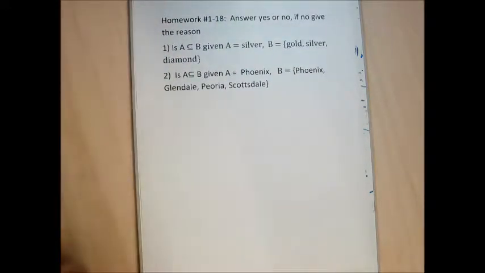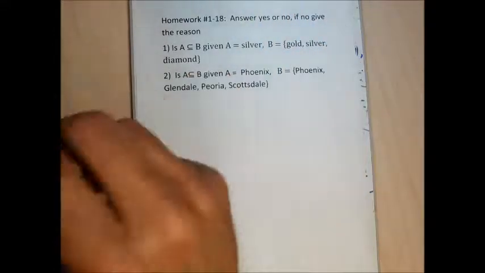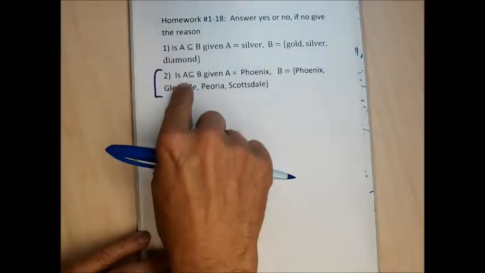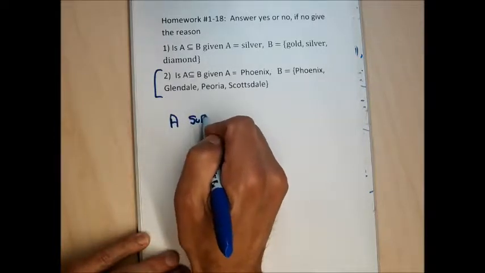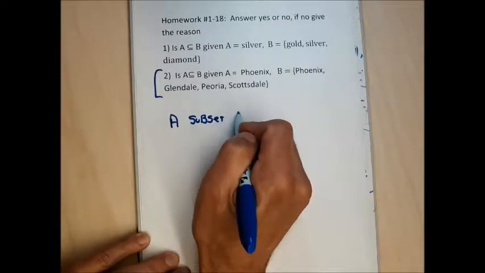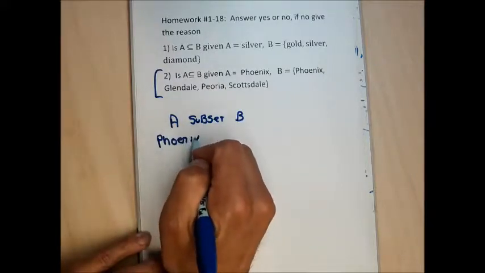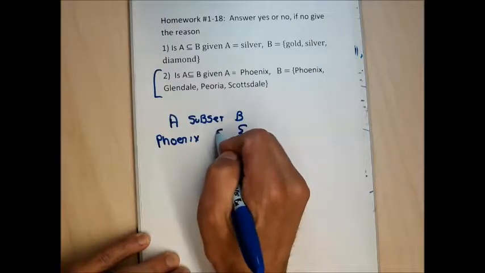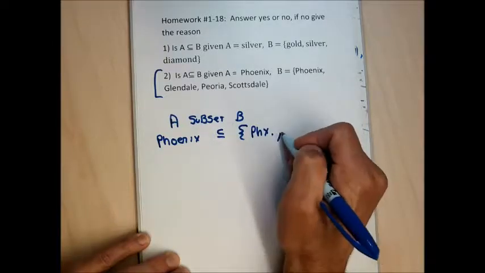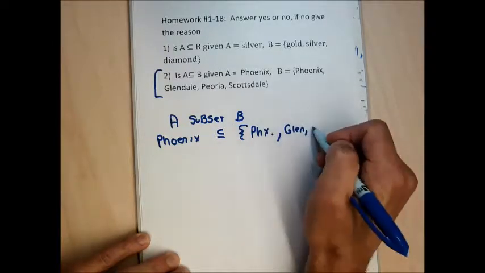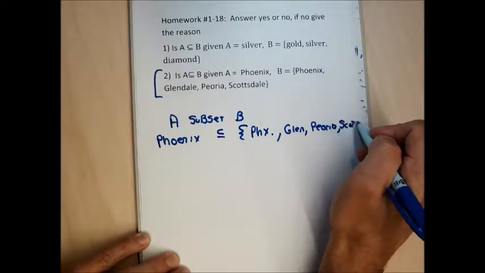So problems 1 through 18, we're going to answer yes or no. And then it says, if no, give a reason. Let me model what I want here. So problem 2 says, is A a subset of B, where A is the word Phoenix and B is the set containing, I'm going to abbreviate here, Phoenix, Glendale, Peoria, I'm out of room, Scottsdale.